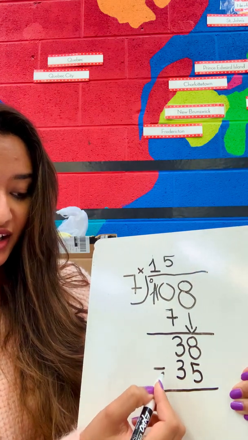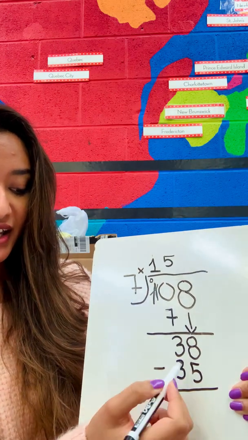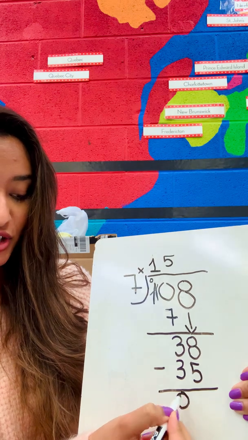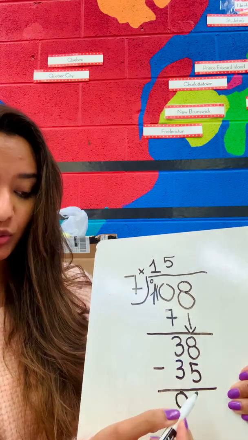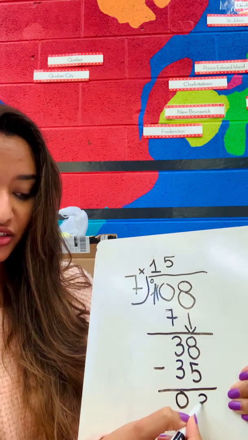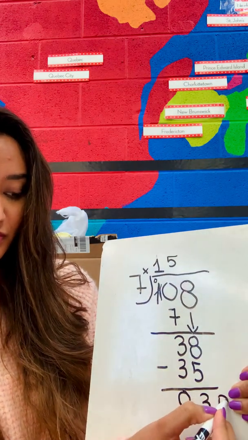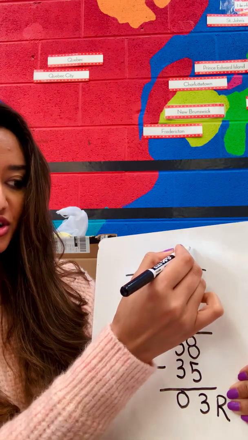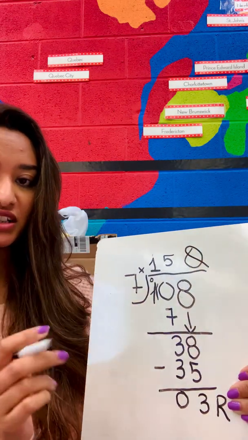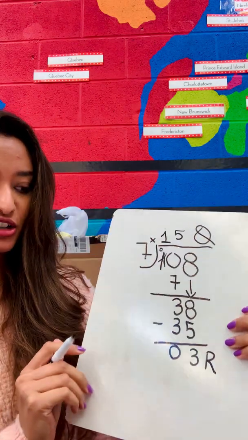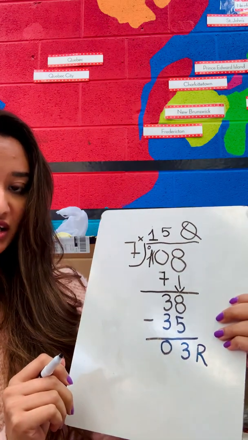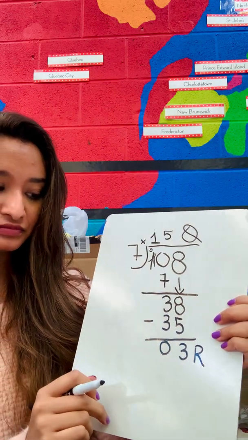Then I go ahead and subtract, and 3 take away 3 is 0, and 8 take away 5 is 3. So what's my remainder? 3. What's my quotient? 15. That is our long division. Okay, let's do our next one.